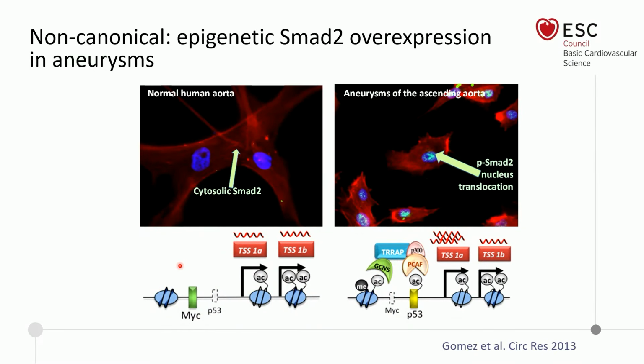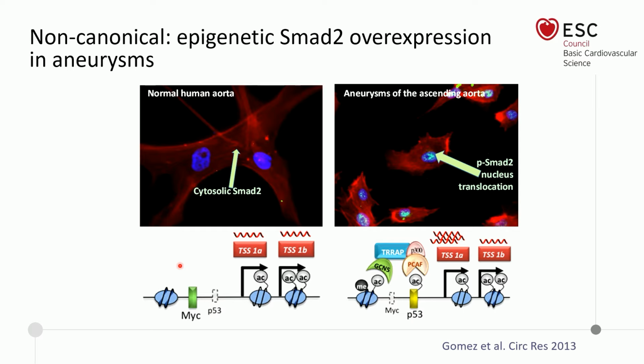Another example is the development of thoracic aneurysm, which is not an inflammatory molecule at the level of the ascending aorta. Aneurysm is characterized by activation of TGF-beta and also SMAD2 overexpression. In normal human aorta, we can see that SMAD2 is present in the cytoplasm area.